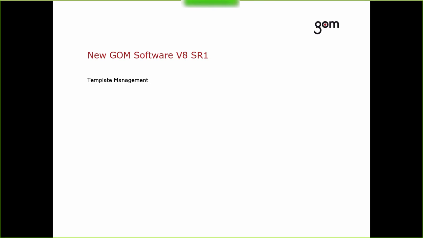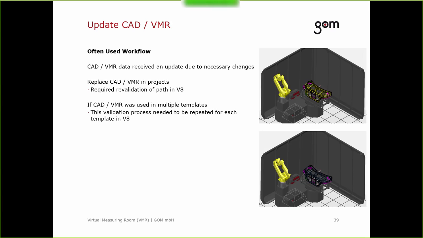The next topic is template management. The only thing that is constant is change. You've probably heard that. And so it can happen in a production process that the CAD model or the VMR changes too. This will require a change in an update of the CAD or VMR in the VMR project. That also includes a revalidation of the path. For the VMR user, that usually meant a lot of work, especially if the CAD or VMR was used in multiple templates.